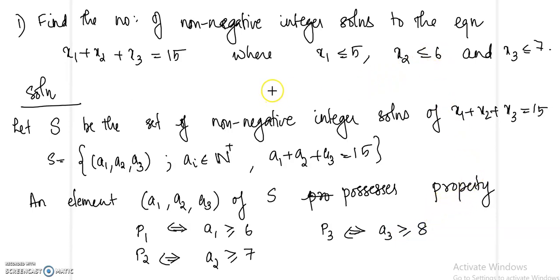And now let us look at what is E of 0 in this case. So we need the number of integer solutions such that x1 is less than or equal to 5, x2 less than or equal to 6 and x3 less than or equal to 7. That means it must possess none of the properties P1, P2, P3. Okay, so we will have to find out E of 0.